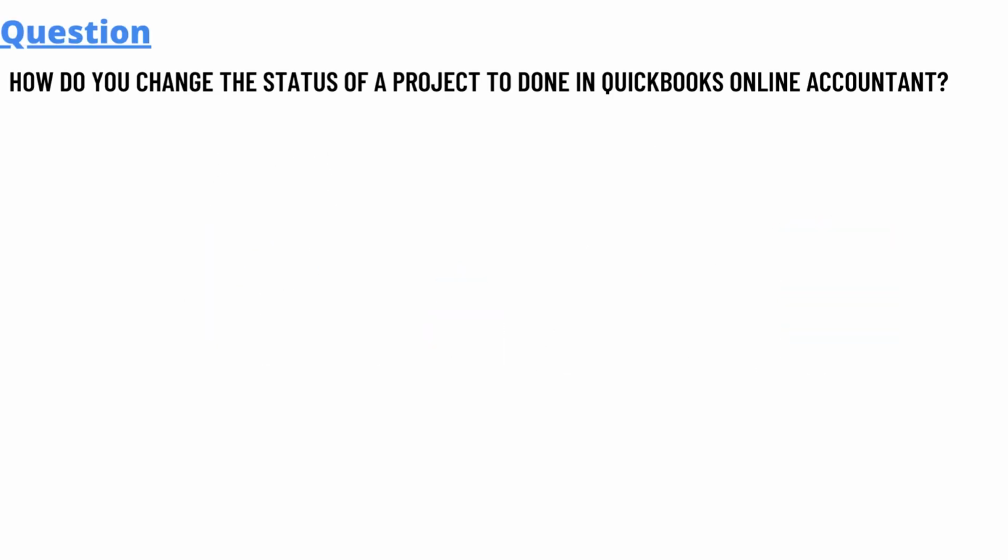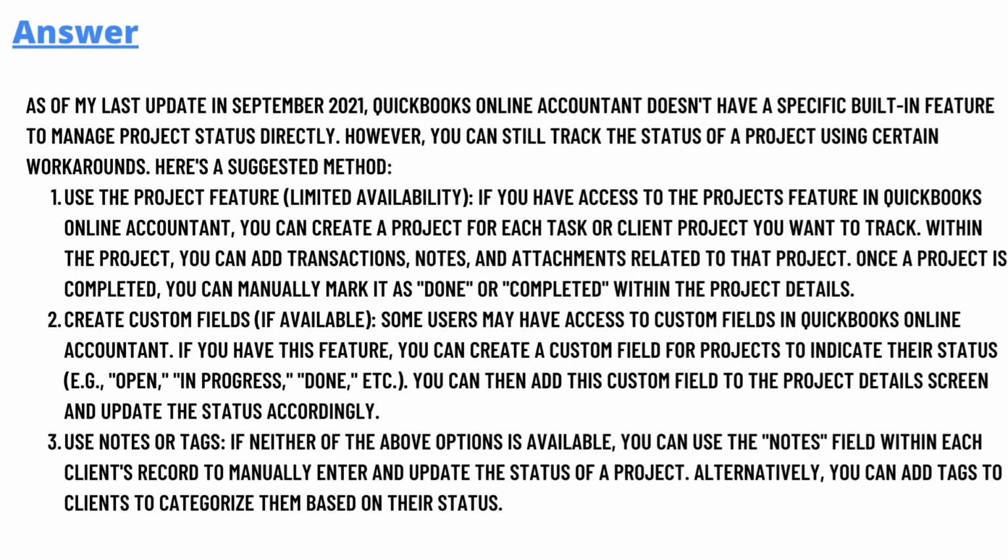By Class Theta. So our today's question which we'll be discussing is how do you change the status of a project to be done in QuickBooks Online Accountant. So the answer of the question is, as of my last update, you can still track the status of a project using certain workarounds.